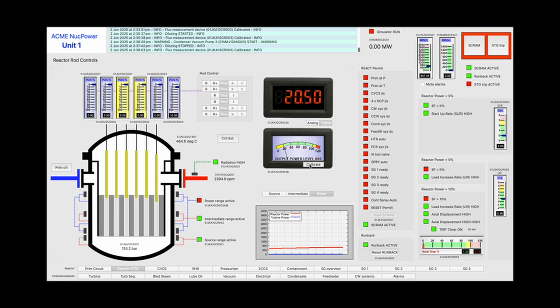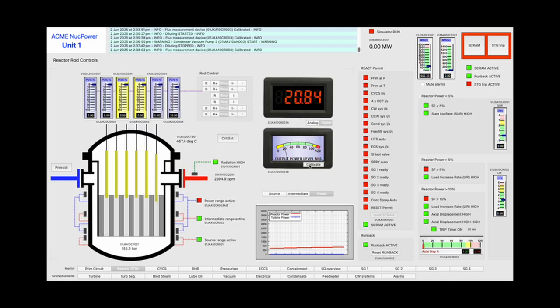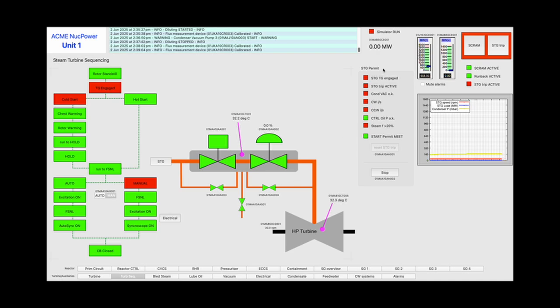We have reached our target of just over 20% reactor load. At this load we can start up the steam turbine. This will be covered in the next video.